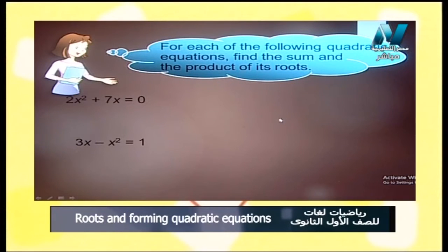So for each of the following quadratic equations, find the sum and the product of its roots. We have here 2x power 2 plus 7x equals 0. Yes, we have here 2x power 2 plus 7x plus 0. Then the absolute term equals 0. It doesn't exist here, so it equals 0 now.